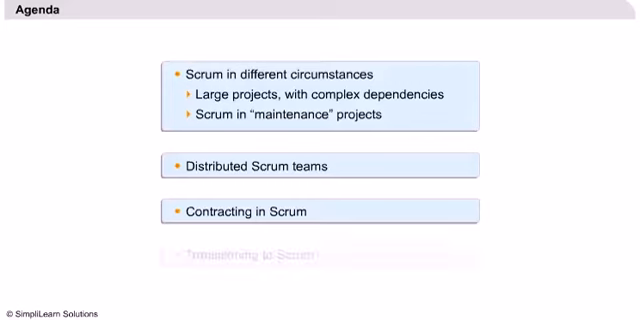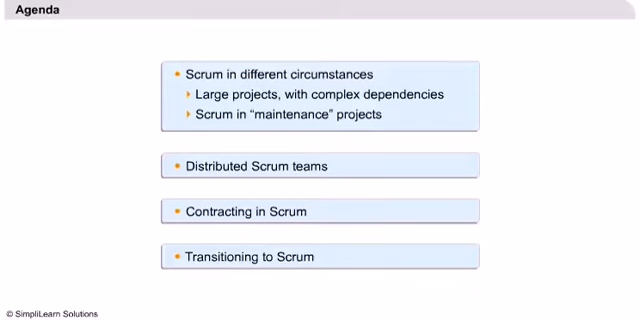Lastly, we talk about the challenge of transitioning a team which is used to and steeped in traditional methodologies to Scrum. Again, we look at a few steps and measures that can help make this transition just a little bit smoother. In the next slide, we will understand about Scrum on large projects.